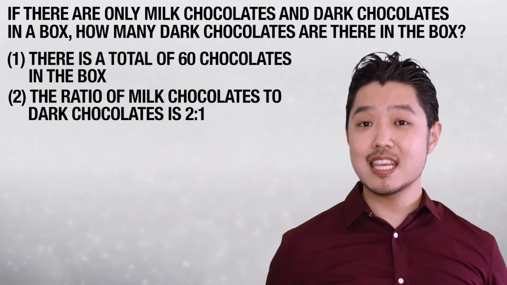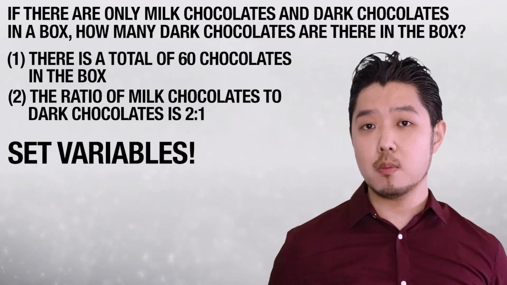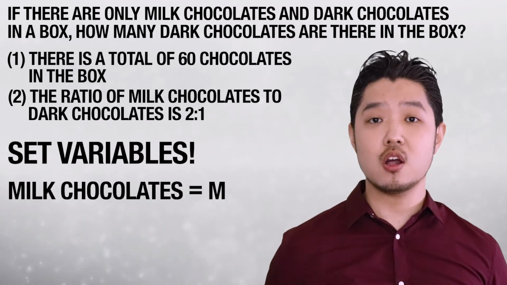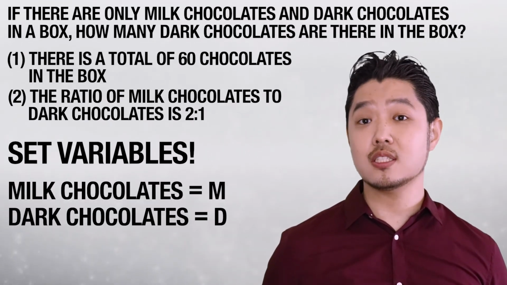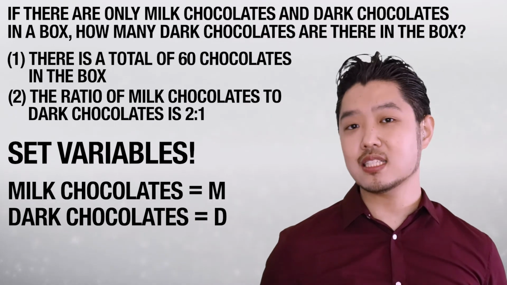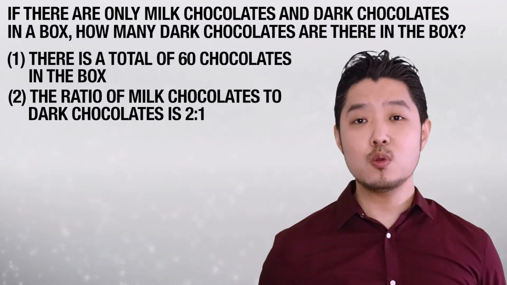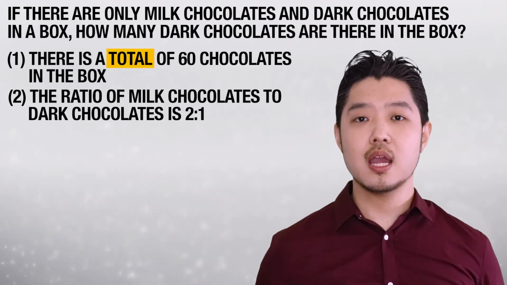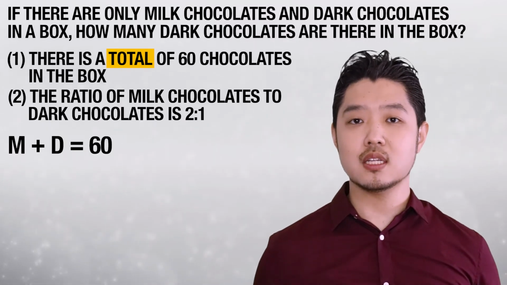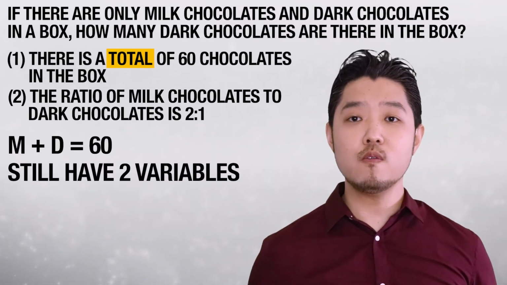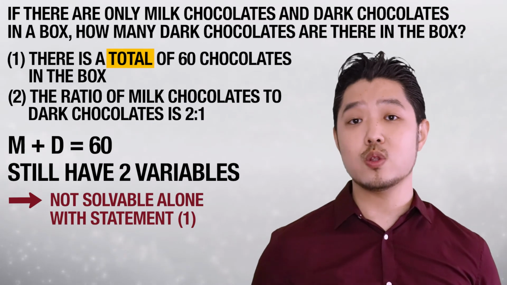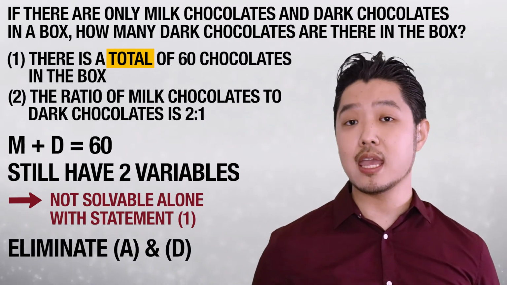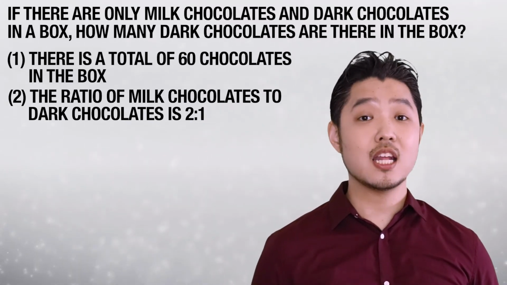It is a good idea to set variables for word problems. Let us denote milk chocolates as M and dark chocolates as D. The question is asking, what is D? Statement 1 gives us the total number. It means M plus D equals 60. You can see that we still have two variables, so it's not solvable alone with statement 1. Eliminate A and D.